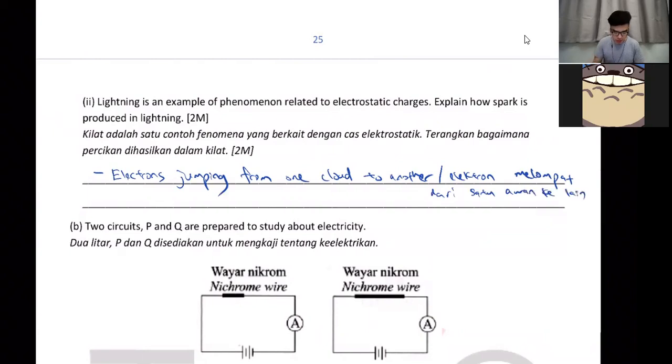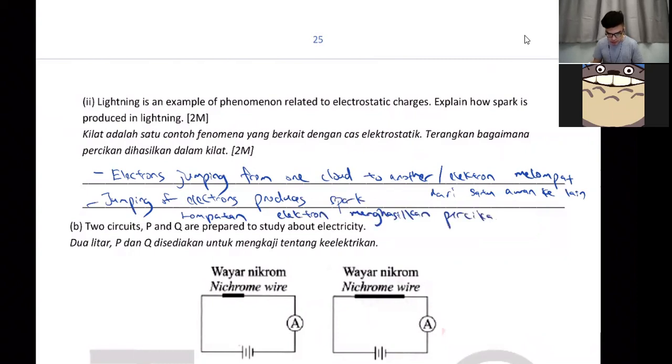So when it jumps. Okay, so jumping of electrons produces spark. Okay, lompatan elektron hasilkan percikan. Okay, there's a spark. So this is how electrostatic causes fire.